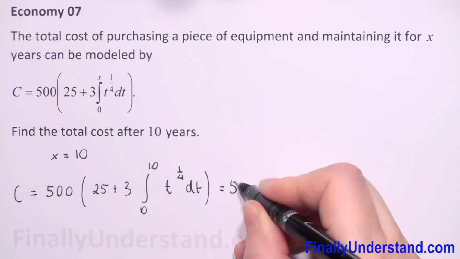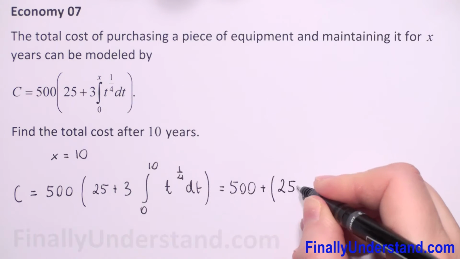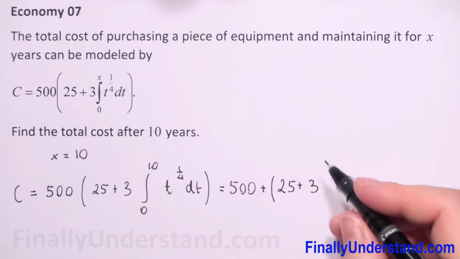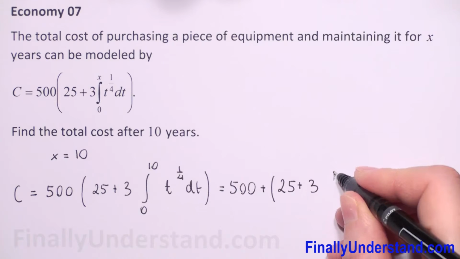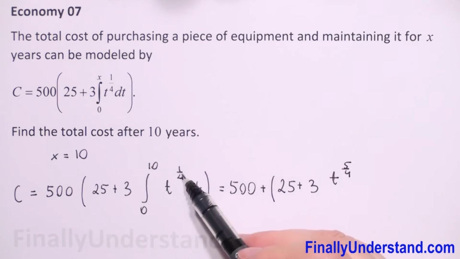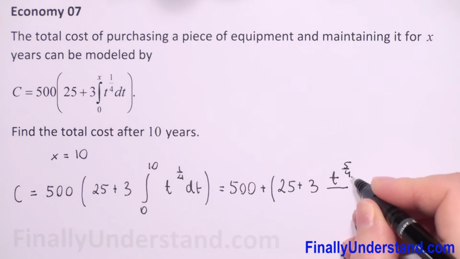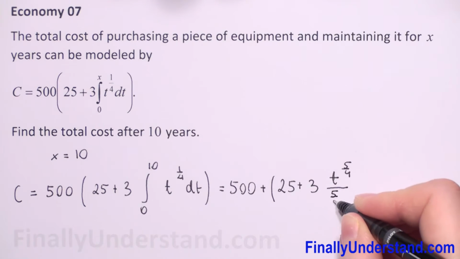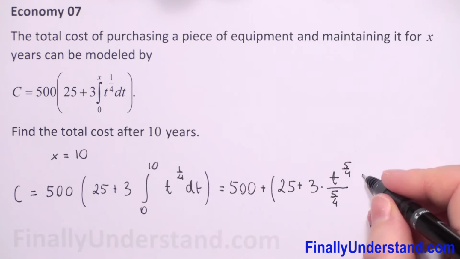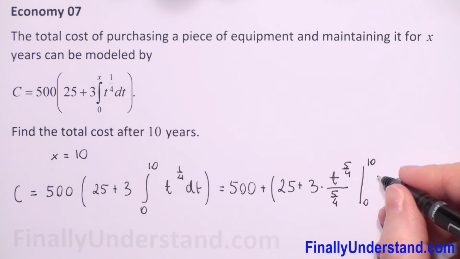So first we copy 500 plus, and in parentheses we have 25 plus 3 times the integral of t to the power 1 over 4, which is t to the power 5 over 4. I just have to add 1 to 1 over 4, so it's 5 over 4. And the denominator is always the same as the exponent, so we have 5 over 4. Of course, here is multiplication. And we have a definite integral, so we have to plug in the upper and lower limits from 0 to 10.